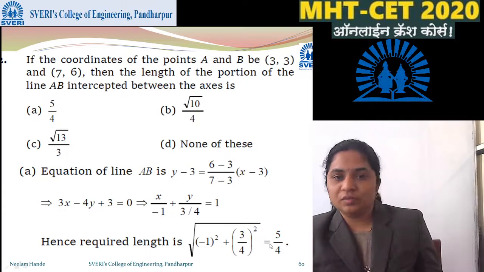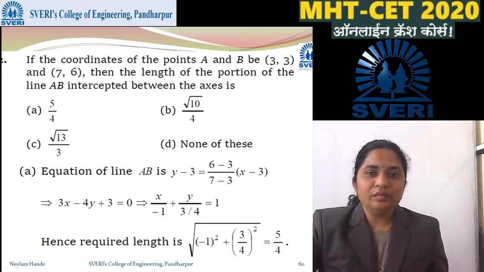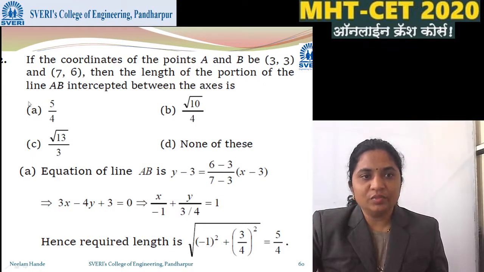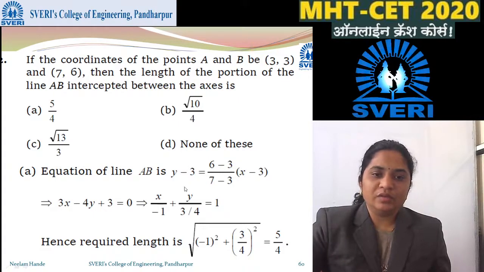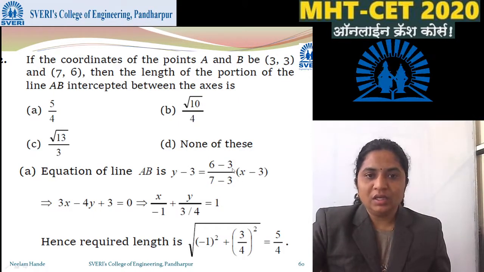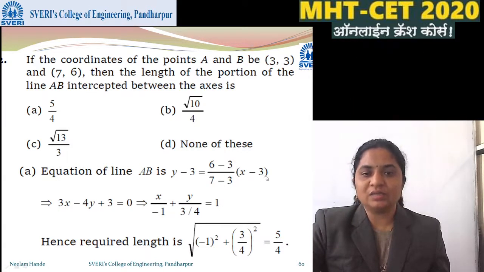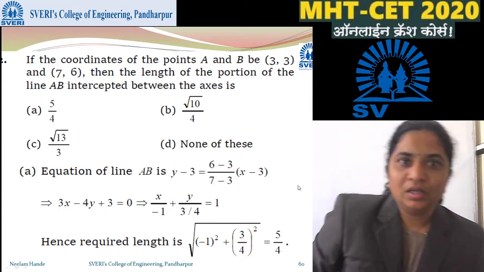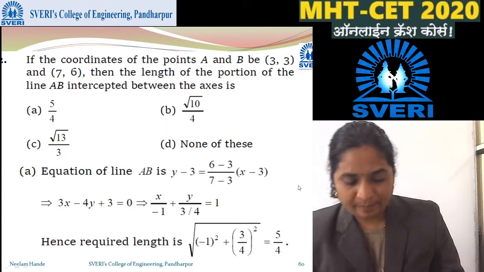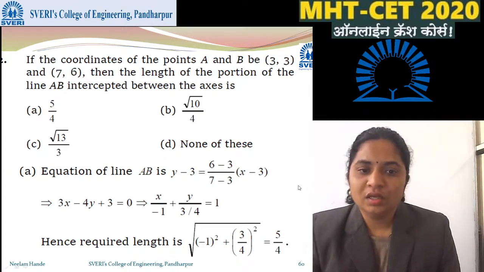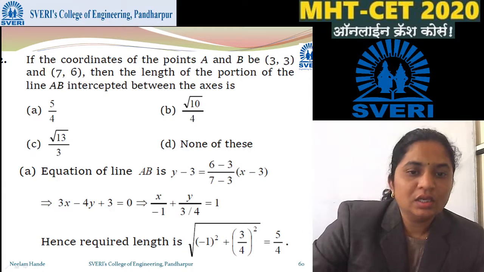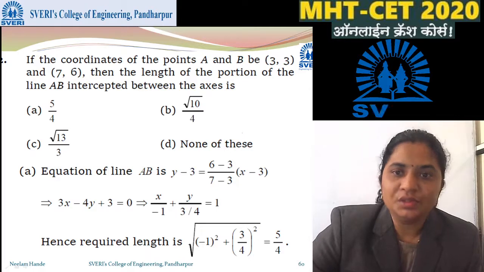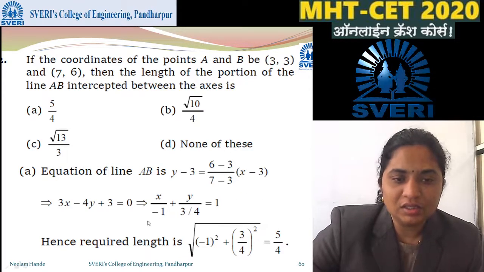Next, if the coordinates of the points A and B be 3, 3 and 7, 6, then the length of the portion of the line AB intercepted between the axes is. We know this formula. What is the formula? y minus y1 is equal to y2 minus y1 upon x2 minus x1 into x minus x1. Or simply, x minus x1 upon x2 minus x1 is y minus y1 upon y2 minus y1. Substituting the points 3, 3 and 7, 6 and solving, we get this equation.